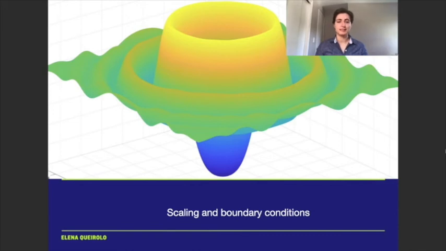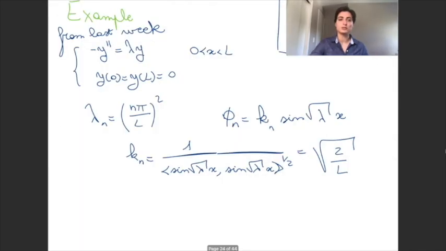Let's look a little bit at scaling and at boundary conditions. Last week we introduced this problem that we have gone back to multiple times: minus y second equals lambda y between 0 and L, with 0 boundary conditions on the two sides. We can find the eigenvalues, we can find the associated eigenfunctions, and we can rescale the eigenfunctions for them to be normalized. We can find this coefficient k, which is 1 over the inner product of the eigenfunction with itself, to the power 1/2, so the square root of all that. And as we did at the beginning of this week, we can write it as square root of 2 over L.